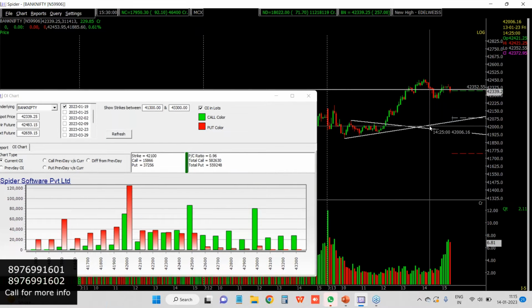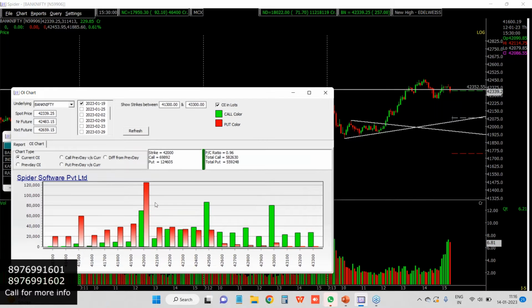Around 42,000, you can see it was congested over here, but when we got the breakout, it acted as a support level, and the market has been above it after that. So it acted as a support level. Now it is a little dicey because even the call writers are standing at this same position. So at that time, what we can do is open the difference from previous day.